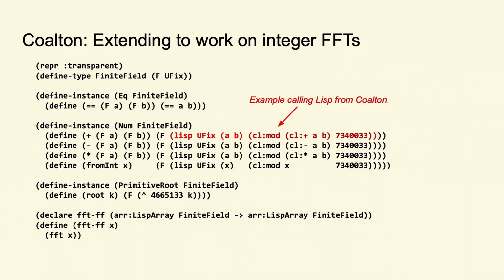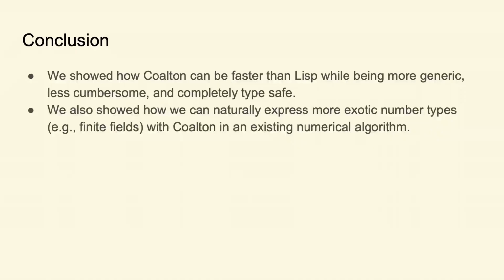Okay, so I just wanted to show how you could do this with integers. The conclusion is, at least for this example, we saw that with about the same work, Coalton could be faster, while being more generic, and in my opinion, less cumbersome. And the difference here is it's completely type safe. It's all going to be validated at compile time. We also showed how we could express more exotic number types. I don't know if integers mod p is an exotic number type. Hyperdual numbers and stuff are definitely exotic for an existing numerical algorithm. So we already had a numerical algorithm. We wanted it for a new type, and we could make that happen.